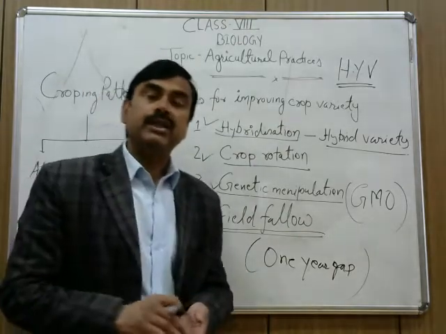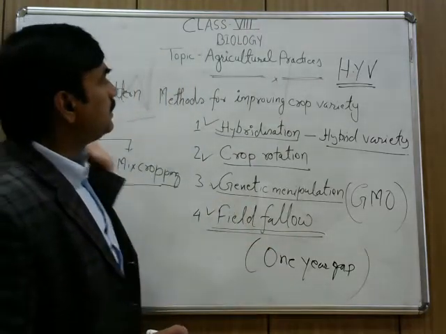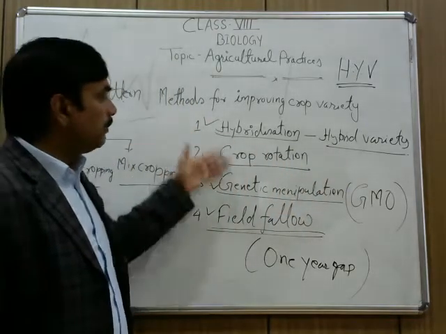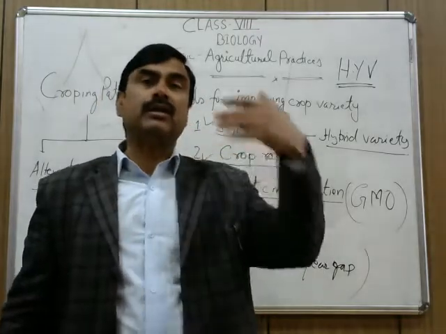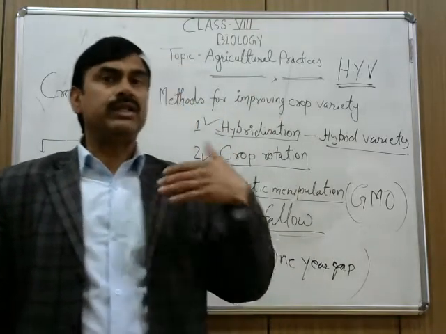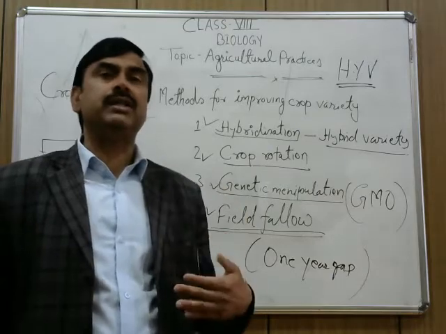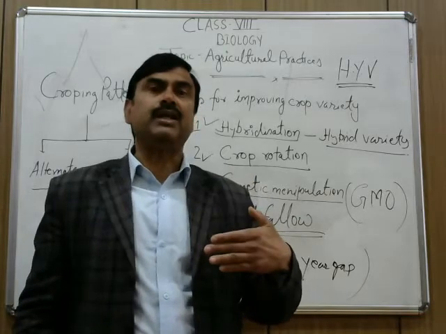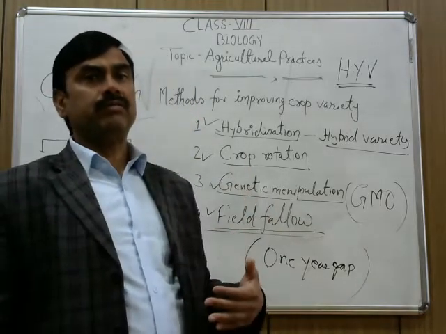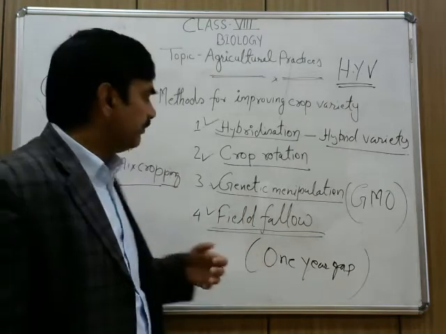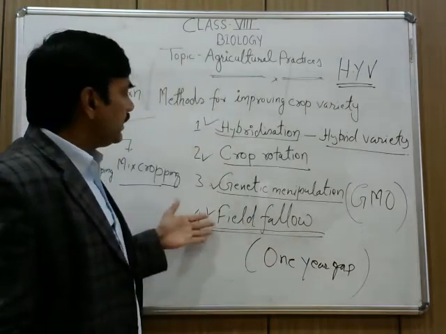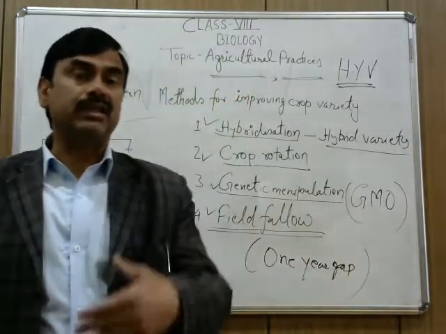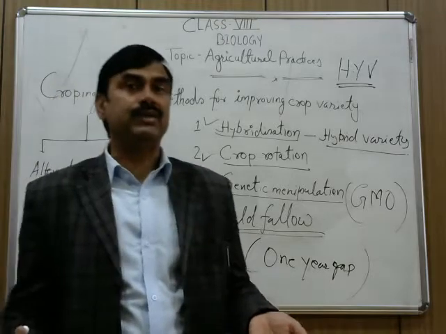So we are adopting these four methods for agricultural improvement, agricultural practices by which we can improve. We are adopting other methods also, like using disease resistant, high quality seed, disease resistant variety, less time taking variety, high temperature resistance variety. So these 4 or 5 topics are very, very important for your agricultural practice, and they could be asked in the examination, unit test, half yearly, annual exam.